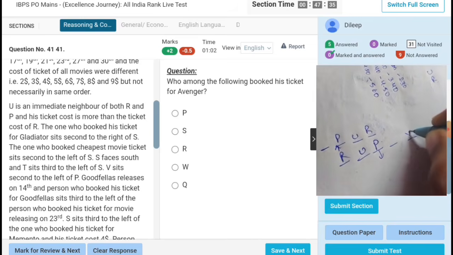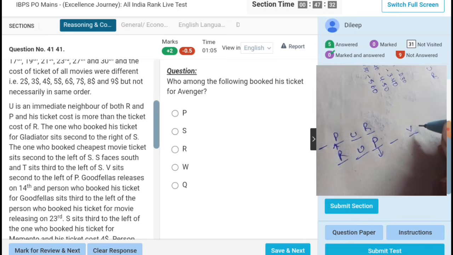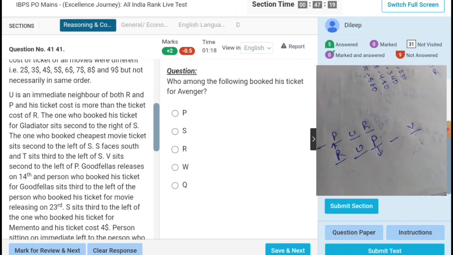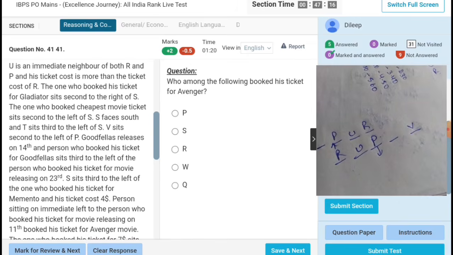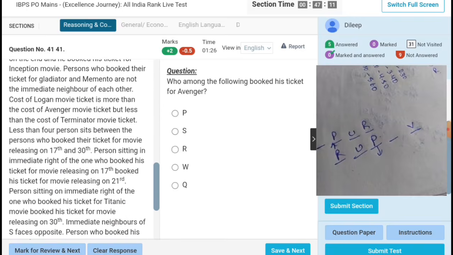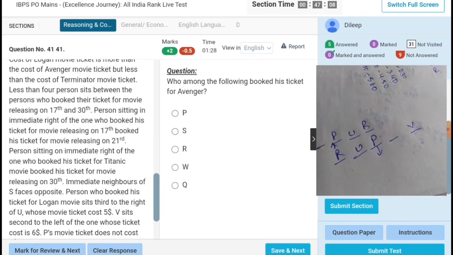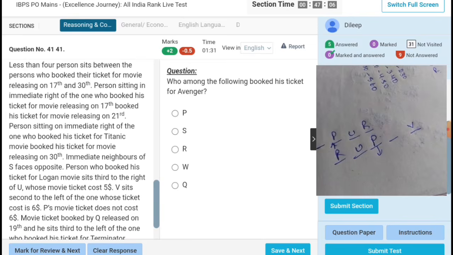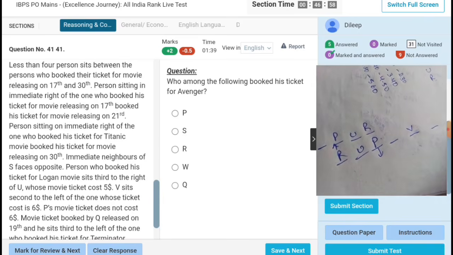So V is second to the left of P and S faces south. T is third to the left of S. S is third to the left of T. V is second to the left of T.